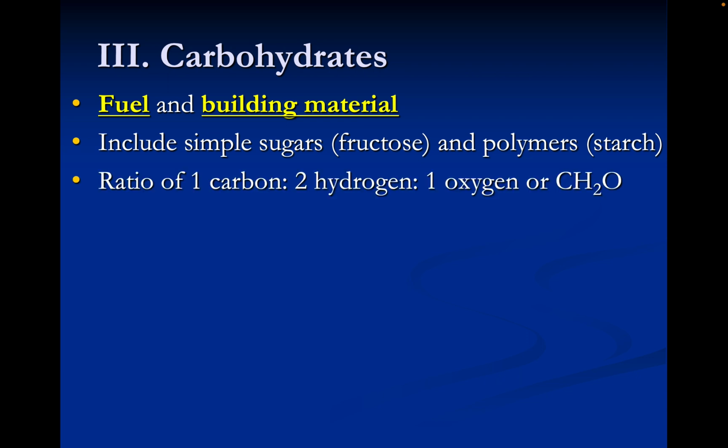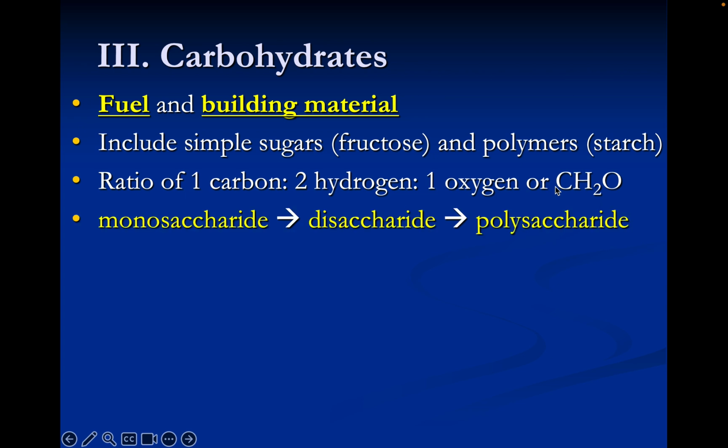They have a general ratio of 1 carbon to 2 hydrogens and 1 oxygen, or CH2O, which is where they get their names, carbo for the carbon, hydrate for water, because of the ratio of these 3 elements. The monomer for carbohydrate is a monosaccharide. 2 monosaccharides together are called a disaccharide. The prefix di means 2. And many monosaccharides together produce a polysaccharide.